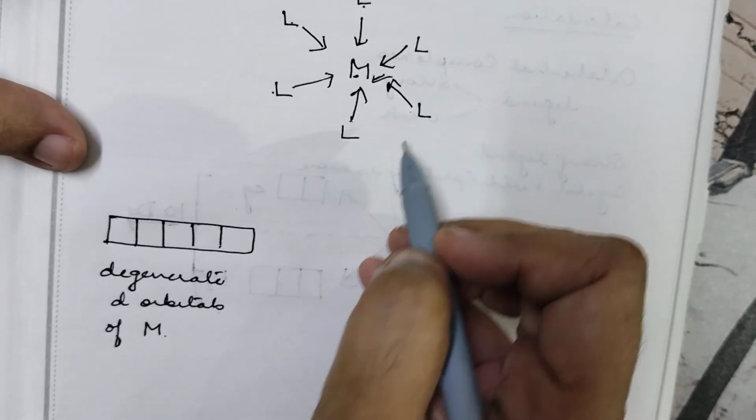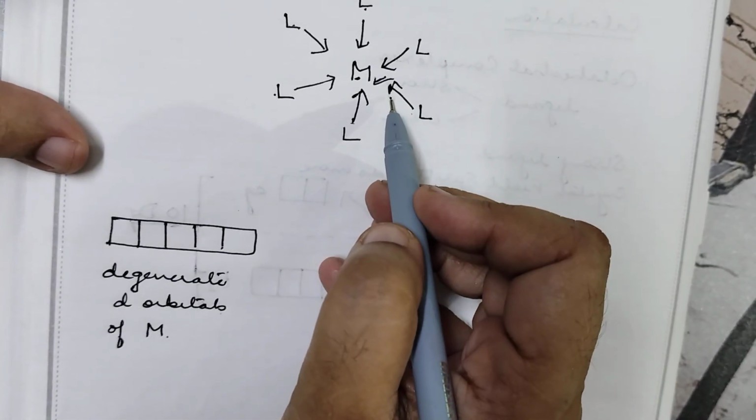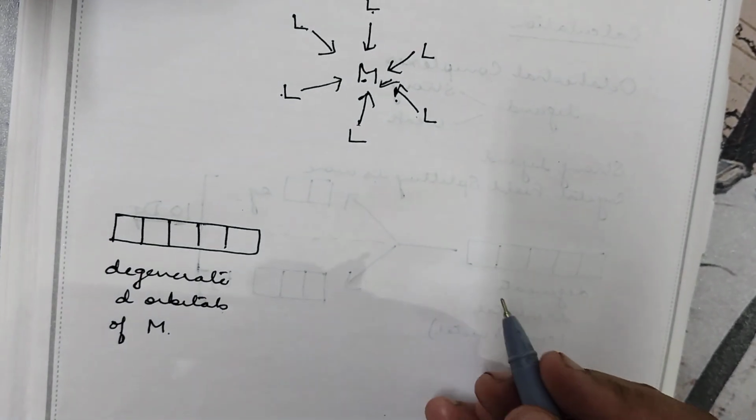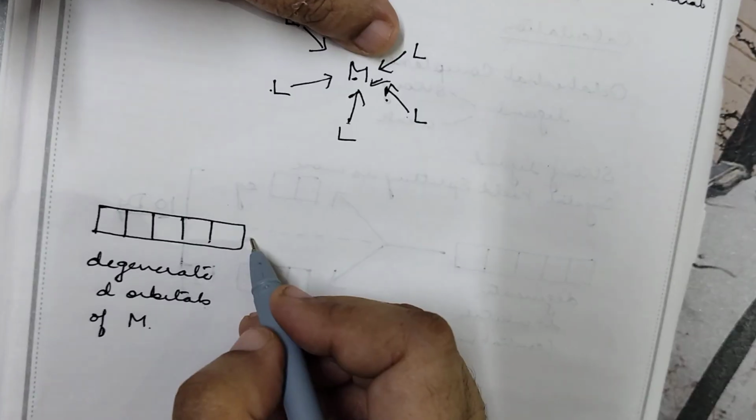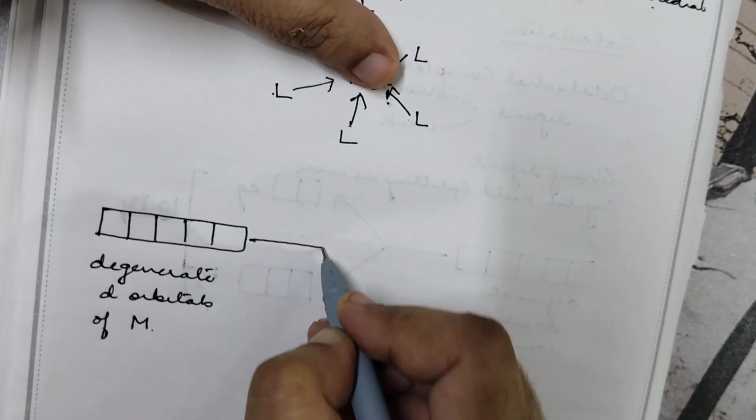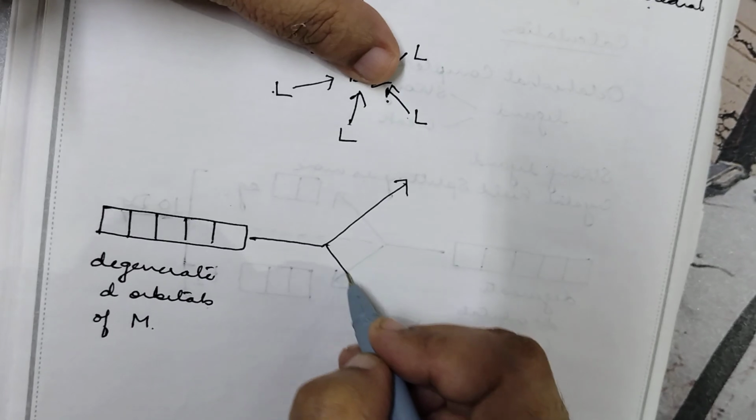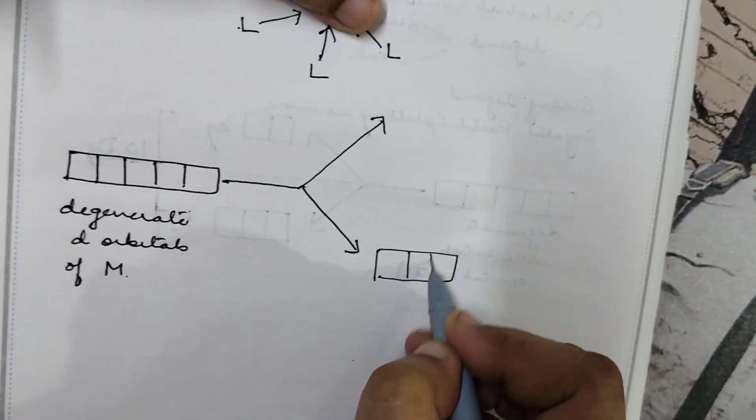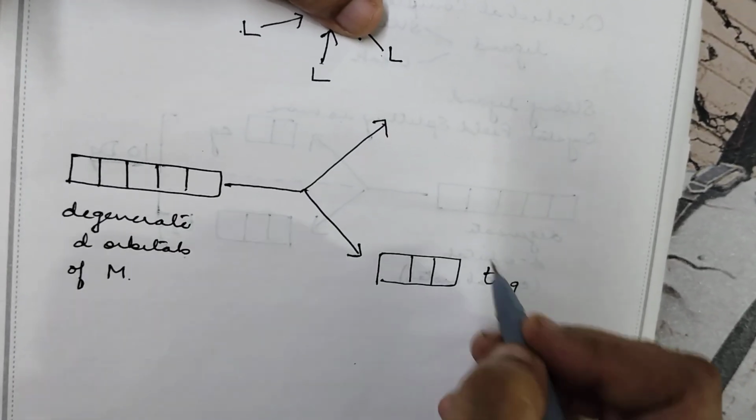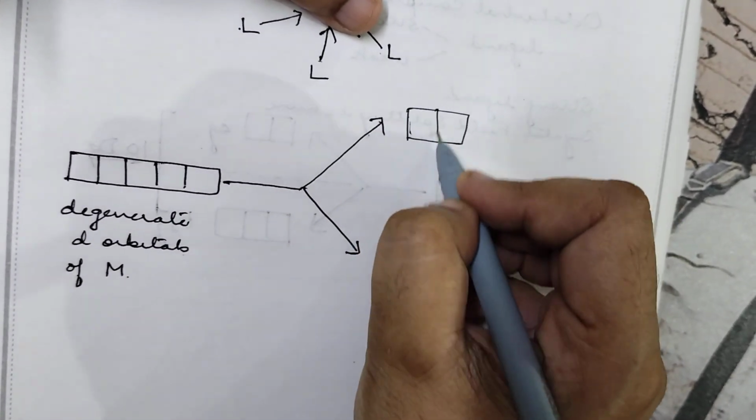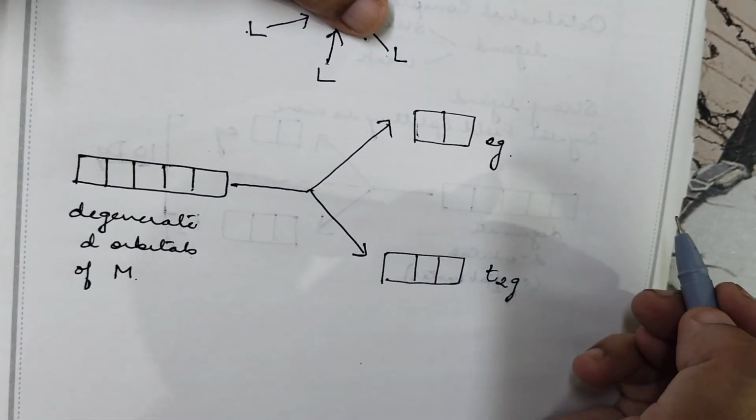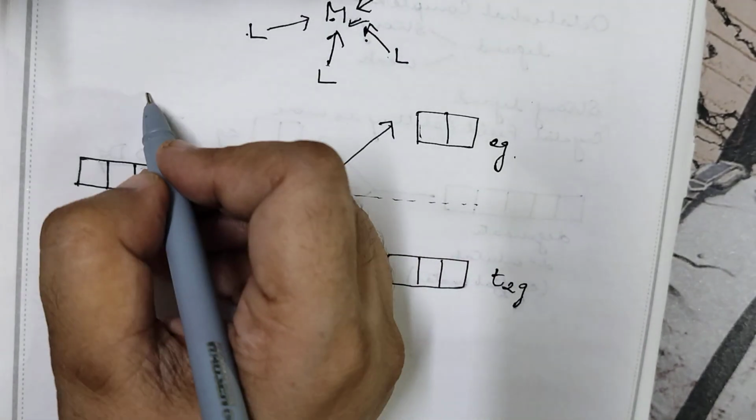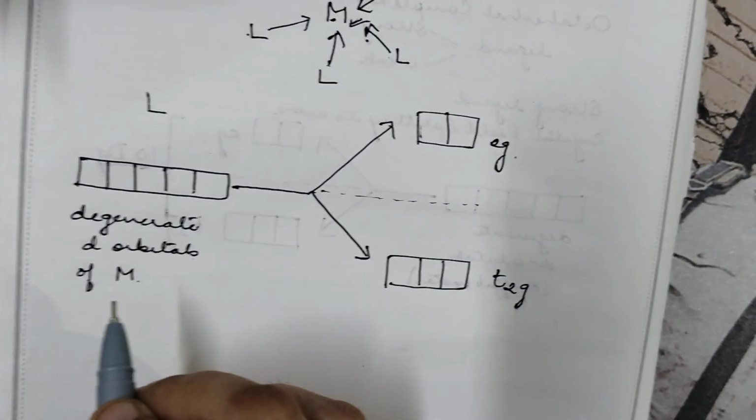As the ligand approaches for the formation of the coordinate bond, the degeneracy of the d orbitals is destroyed. That is, these degenerate d orbitals split into two groups. One group is called T2g, which contains 3 orbitals, and another group is called Eg, which contains 2 orbitals. So this phenomenon takes place only when the ligand approaches the central metal.